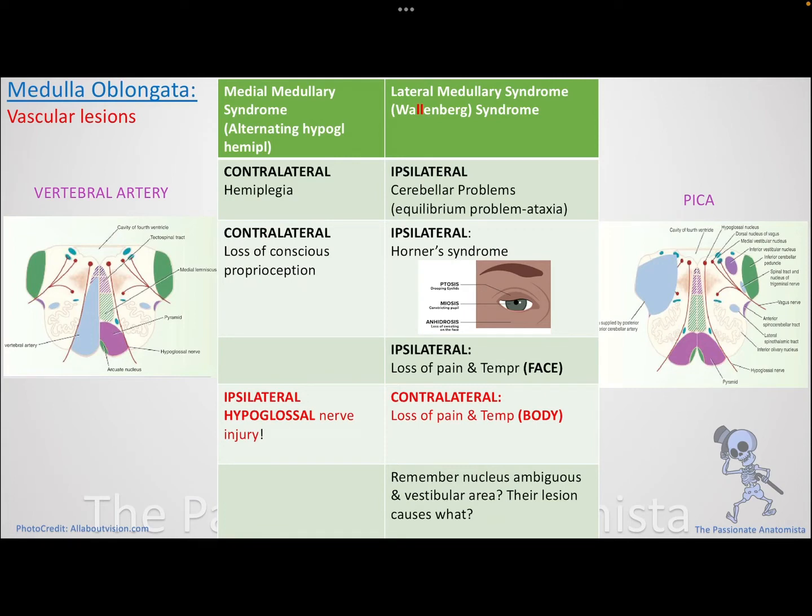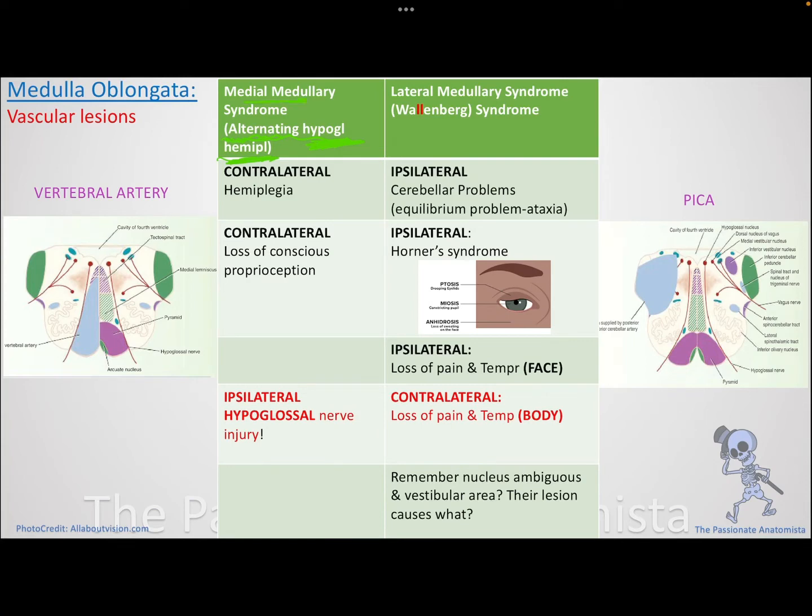Medial medullary syndrome. In the medial medullary syndrome, first of all, I want you to remember that this is the syndrome that is related to hemiplegia. It's related to the motor problems. In the lateral, it's related to sensory problems. Okay, this is number one. Number two, remember a very magic word that I really like to say to my students, which is the alternating something hemiplegia. What does that mean?